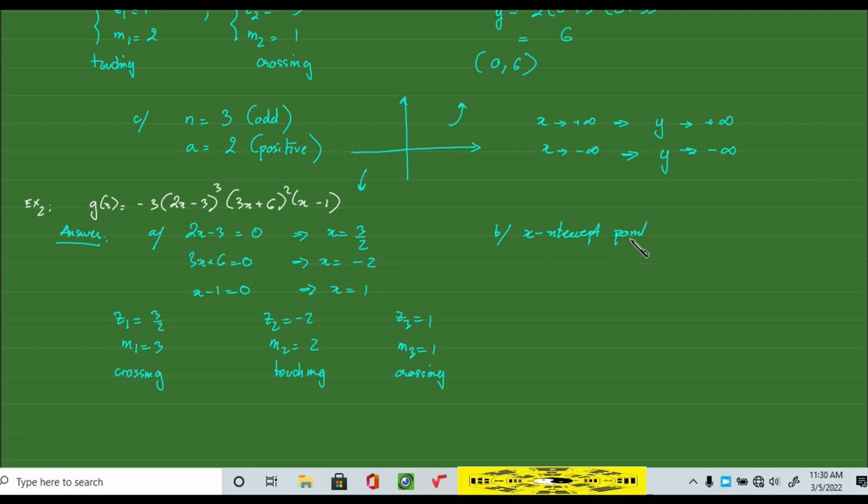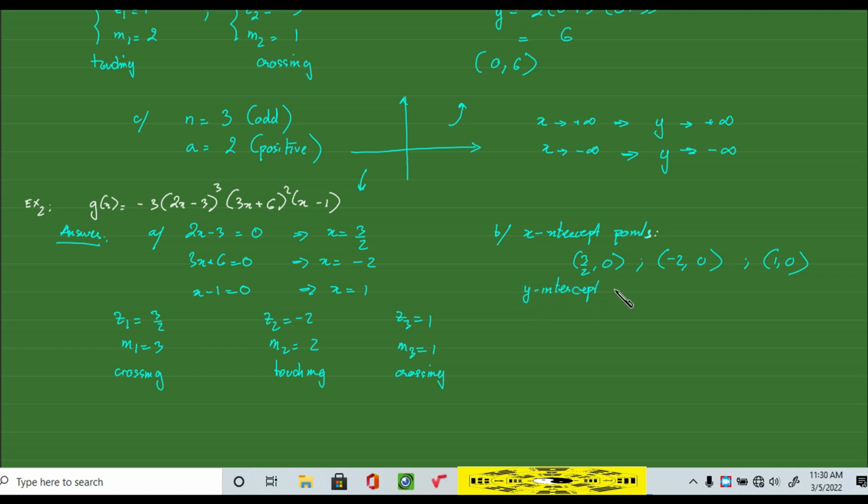Okay, so the x-intercept points, we already got them. So it will be 3 points right here, right? The first point will be 3 over 2, 0. Okay, negative 2, 0, and 1, 0. Here you go.